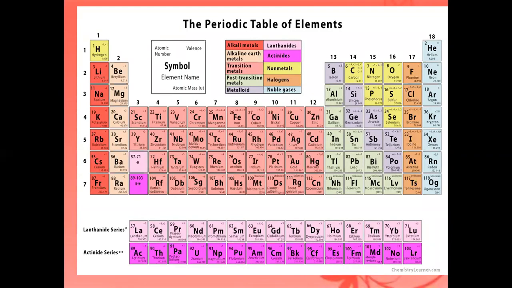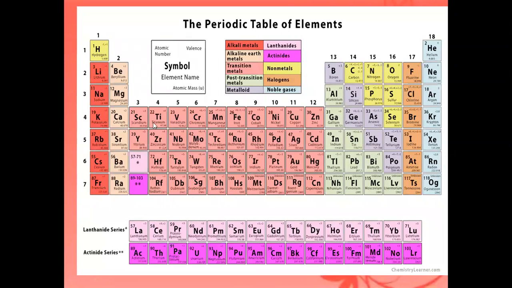The elements which are present on the left side of the periodic table, we call them the S block elements. We learn about the S block elements in 11th standard. The elements which are present on the right side of the periodic table, we call them the P block elements. We learn about the P block elements in unit 2 and unit 3. The elements which are present in between the S block and the P block elements, we call them the D block elements.